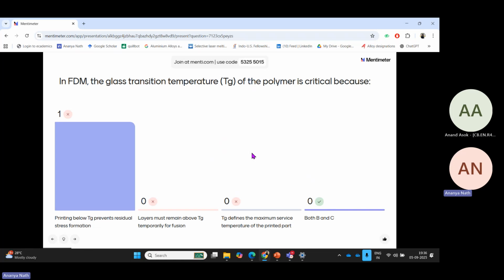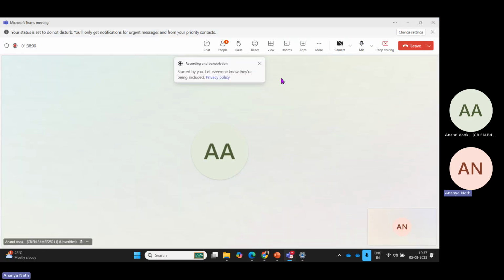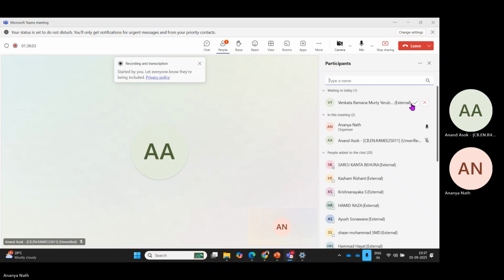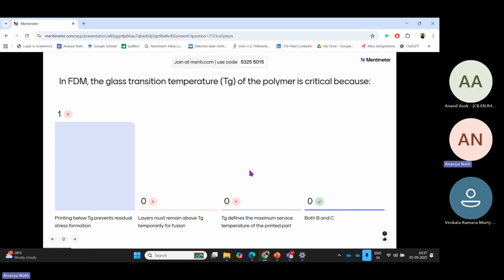Let's see the right answer. So, the glass transition temperature is critical. The layer must remain above the TG temperature for fusion. And also, TG defines the maximum service temperature of the printed part: how much temperature you can rise for that part.